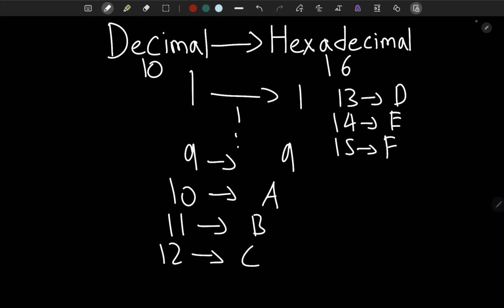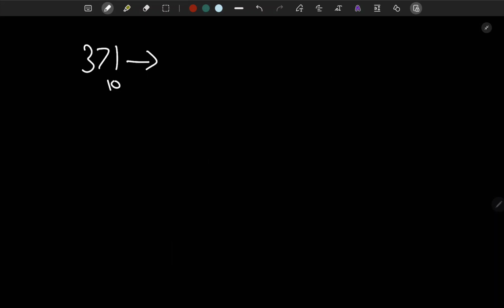So now let's start with the examples. Now to convert this, you do need a calculator, and I will be making another video where you can solve without a calculator. So here we have 371 as a decimal number, and in the exams or in your questions, the 10 represents that it is a base 10 system, meaning that it's a decimal number, and we need to convert this into hexadecimal. So you do need a calculator for this.